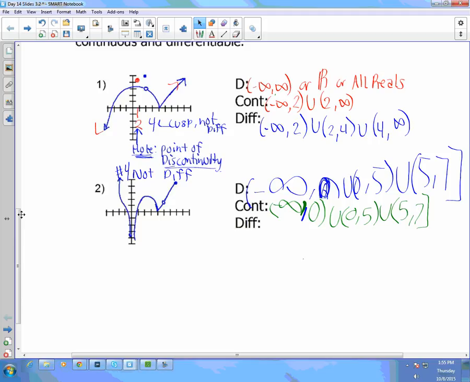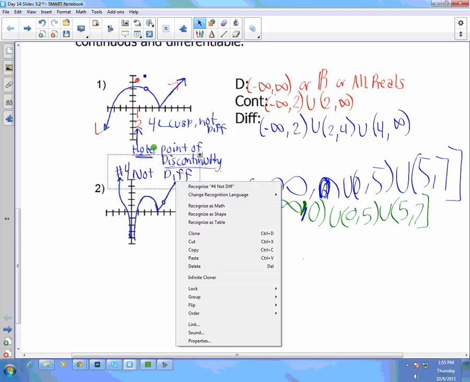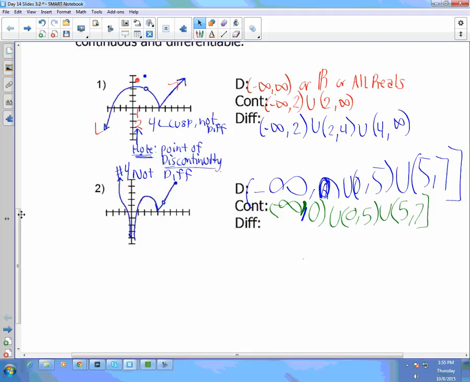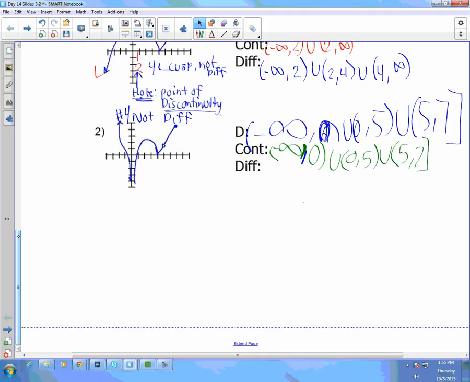But is 7 continuous? So we stop at 7, and we have a filled point, so yeah, you put it back in. Okay. What about our differentiable intervals? How can I say differentiable in terms of the derivative?